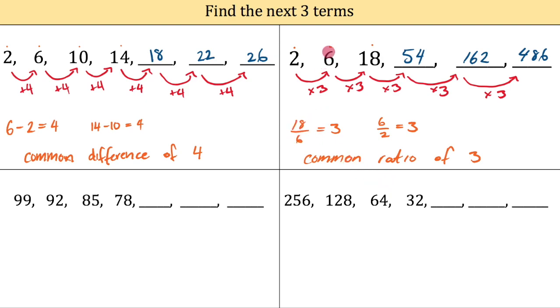That's because when I take the ratio of these numbers, or when I divide them from each other, 18 divided by 6 is 3, 6 divided by 2 is 3. If I went 486 divided by 162, I'm going to get 3. So hopefully you're comfortable with that.